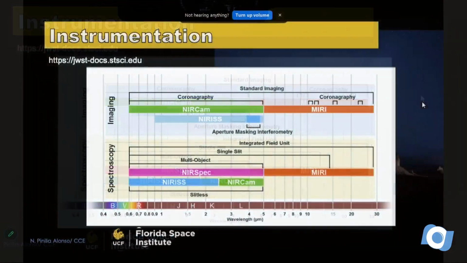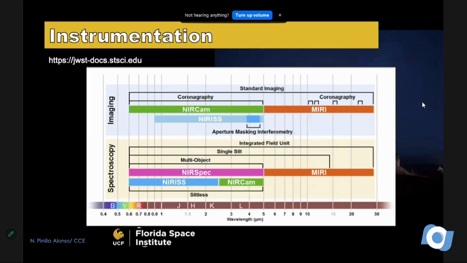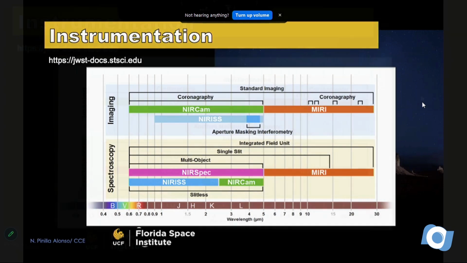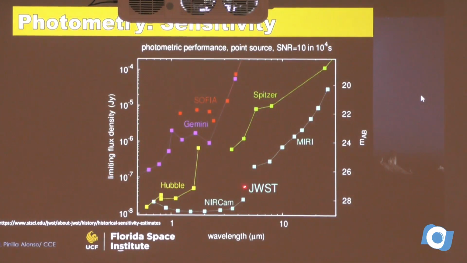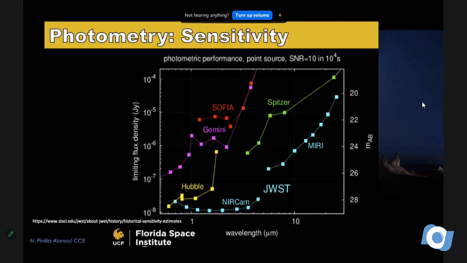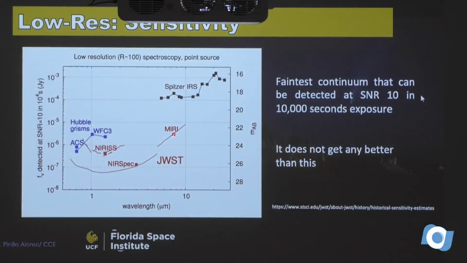Coronagraphy, we mentioned this yesterday, for the detection of these disks around forming stars. And you have IFU for spectroscopy, that is the one that is optimum for solar system, and then some multi-object and some single slit that are better for galaxies, stars, and crowded fields. This is the sensitivity, so photometry for JWST, way better than any other thing used up to now. This is for spectroscopy with NIRSpec and with MIRI, way better than anything up to now. And MIRI is way better than Spitzer, that is the only one comparable at this wavelength range.